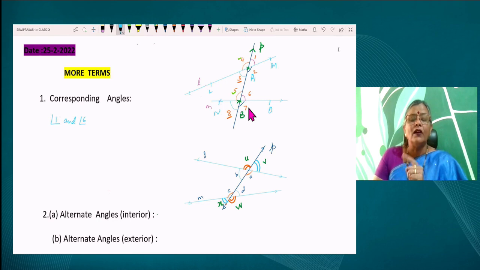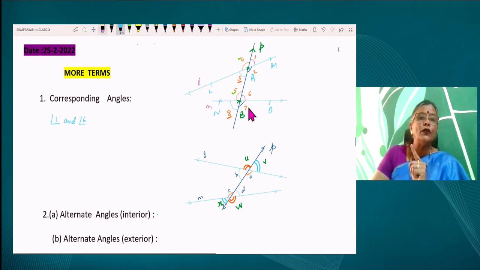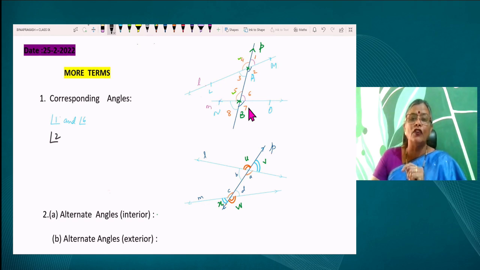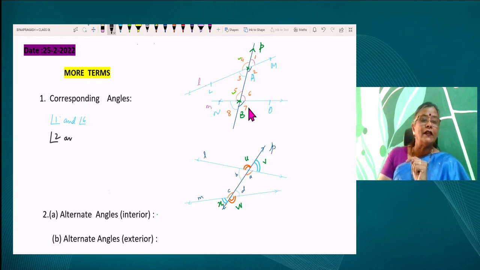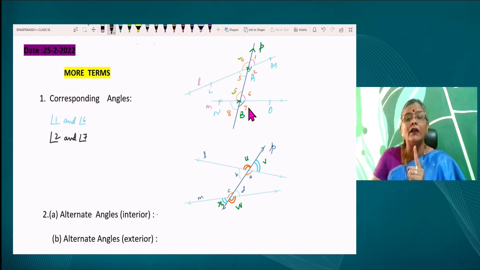Can you tell me what will be the angle corresponding to angle 2? Angle 2? Yes, angle 2. How is angle 2 formed? Just identify how angle 2 is formed. From B, you are moving towards A. That's a line which is intersecting M and N, no? So from B we are moving towards A and then we move across M. That is how the arms of the angle are considered. Exactly the same pattern: from here you are moving towards B and then to O. So which angle is that? It is 7. So 2 and 7 happen to be another pair of corresponding angles.